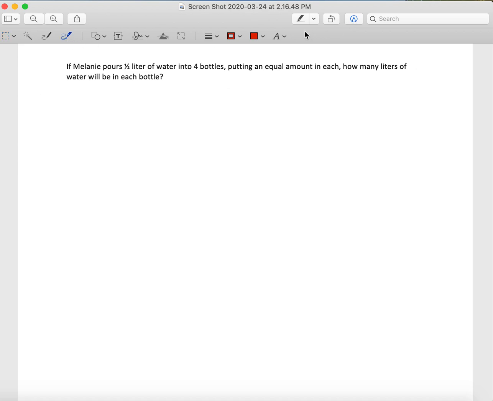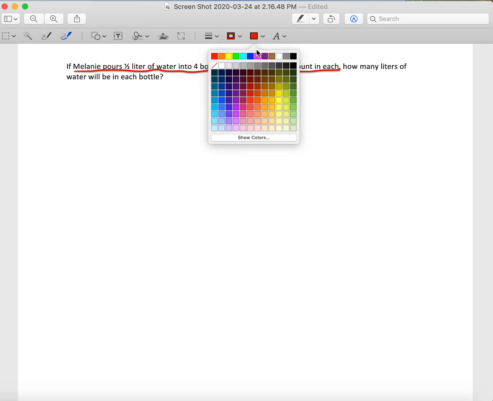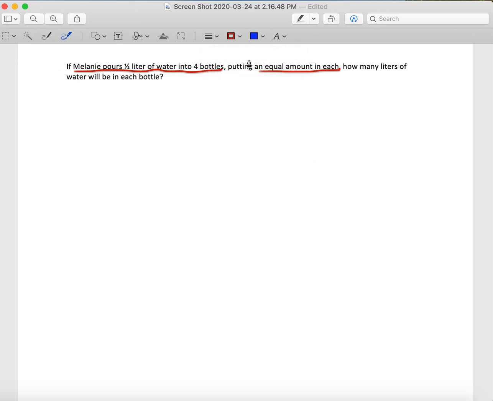And what is Melanie going to be doing in today's application problem? Well, she is going to be pouring 1/2 of a liter of water into 4 bottles, and she is going to be putting equal amounts in each. The question that we want to answer is how many liters of water will be in each bottle?